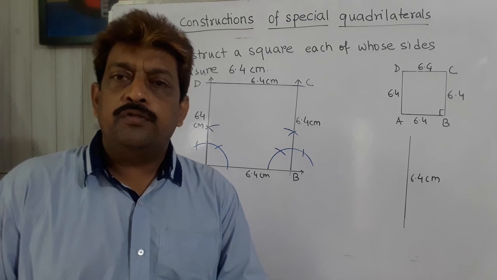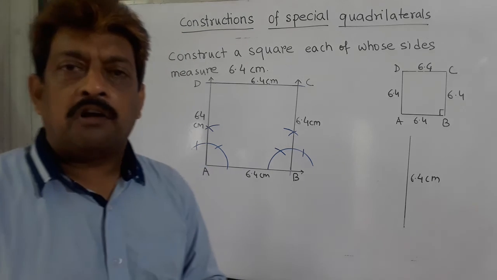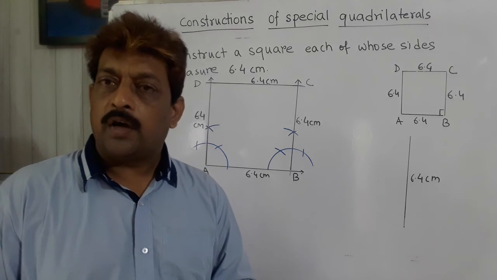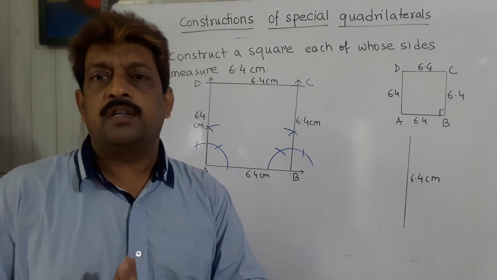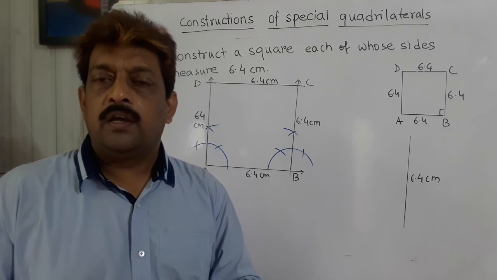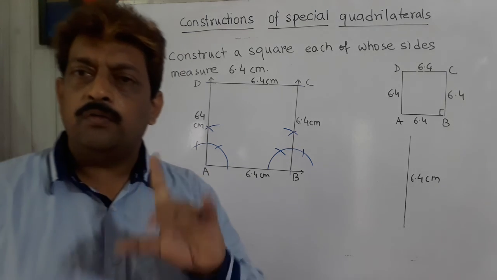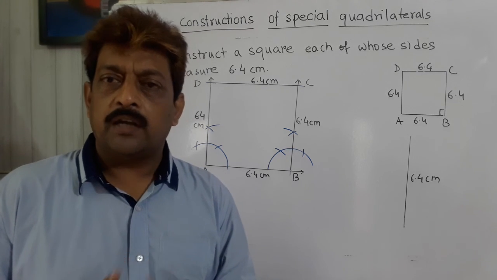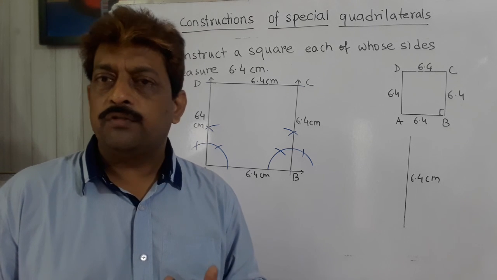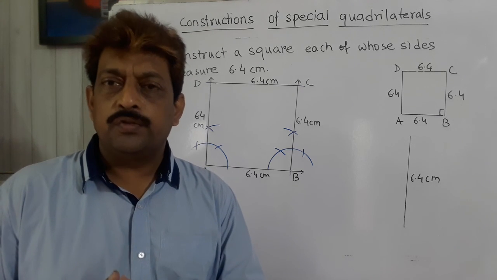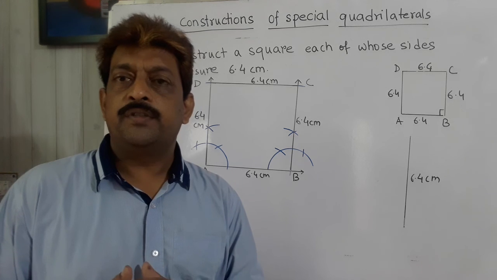So that's all for today. In the next class, I will show you how to construct a square when the diagonal is given, only one diagonal. As we know that in a square both the diagonals are of equal length, so only one diagonal will be given. From that information, we have to draw a square. I shall also show you how to construct a rhombus.